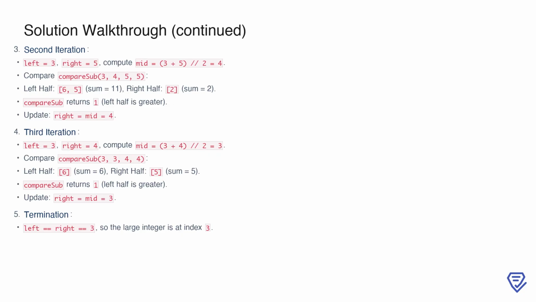In the third iteration, we calculate mid as (3 + 4) // 2, which equals 3. Comparing the left half, 6, to the right half, 5, using compare sub, we find the left half is greater, so we update right to mid, setting it to 3. At this point, left and right both point to 3, so the largest integer is at index 3.